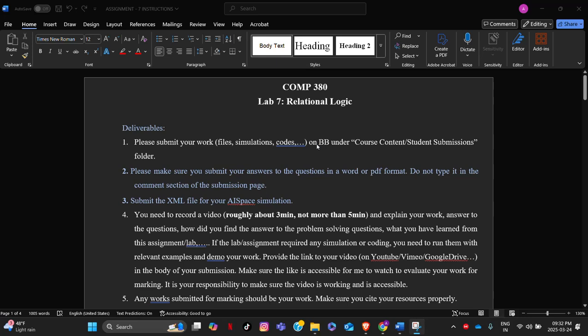CS 380 Lab 7 presentation on relational logic. In this assignment, I built a program that models university admission decisions using a knowledge base in Datalog. The goal is to determine whether a student should be accepted based on three pathways: a returning student in good standing with no outstanding fees, a student who submits a complete application and is qualified, and legacy students, children of former graduates who submit a complete application.